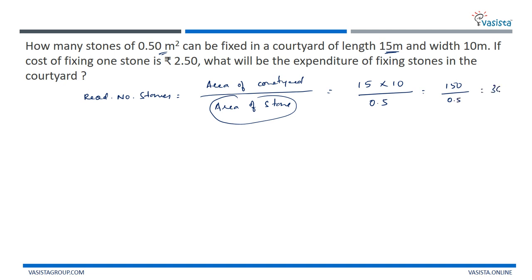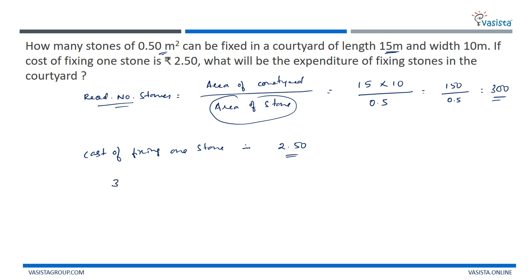To simplify, you are going to get 300. The required number of stones is 300. So they have mentioned the cost of fixing the one stone is 2 rupees 50 paise, correct.